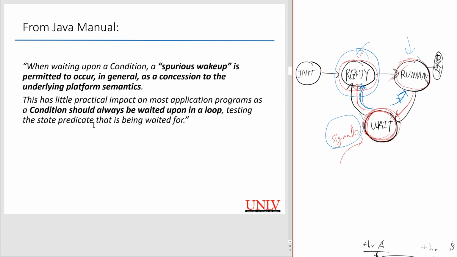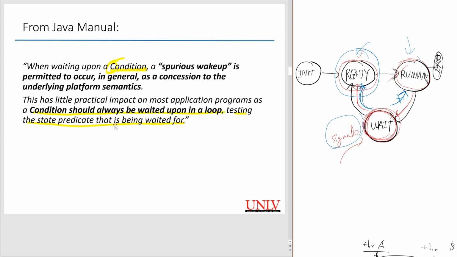So this is a quote from the Java manual that talks about the spurious wake up. When waiting upon a Condition, with a capital C, this is the name of the condition variable class of Java, a spurious wake up is permitted to occur, in general as a concession to underlying platform semantics. This has little practical impact on most application programs, as a condition should always be waited upon in a loop, testing the state predicate that is being waited for.